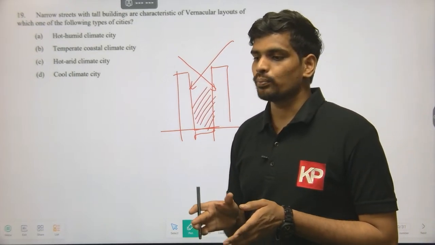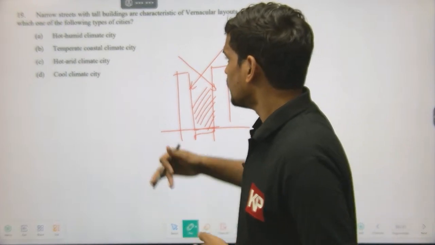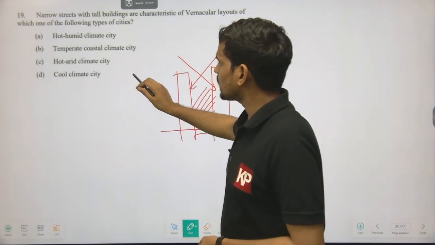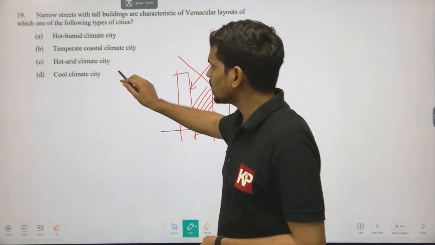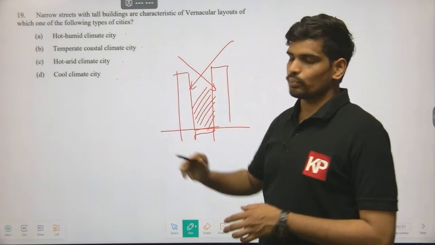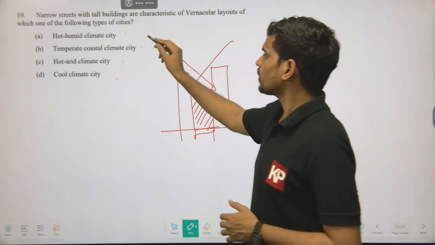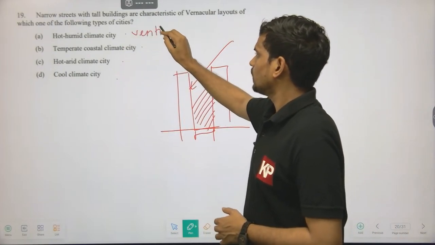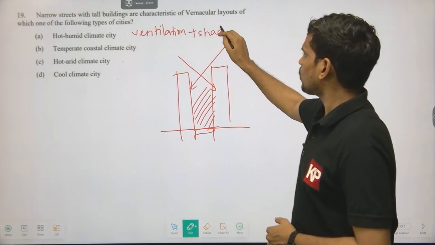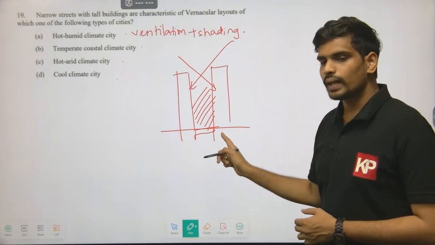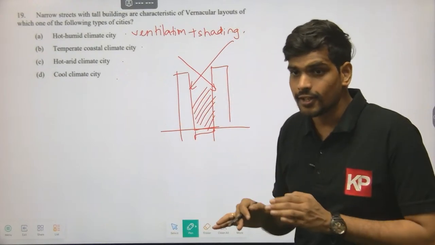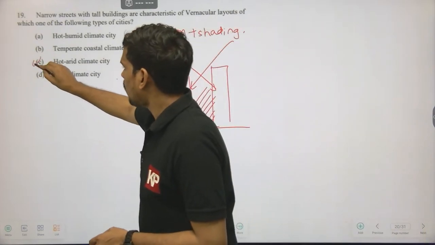Shaded streets are an important aspect in hot climates. So from the given options: hot and humid, temperate, coastal climate city, cool climate, hot and arid climate. Generally in hot and humid, it is important to shade, but it is equally important to create ventilation also. In hot and humid, ventilation plus shading, both are important. But this aspect is not promoting ventilation as such. So this particular characteristic is generally seen in the vernacular cities with hot and arid climate.